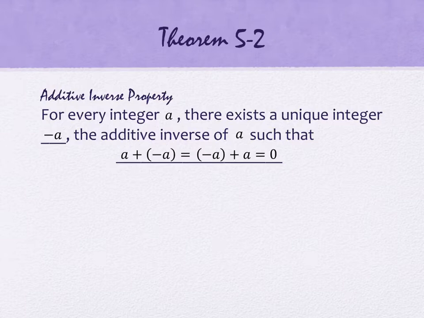In some sense, you can think about this as saying that your number line is symmetric. If you can go 5 to the right, you can go 5 to the left. Right? There's a balancing. The 0 is the balancing point between the value and its inverse on the number line.